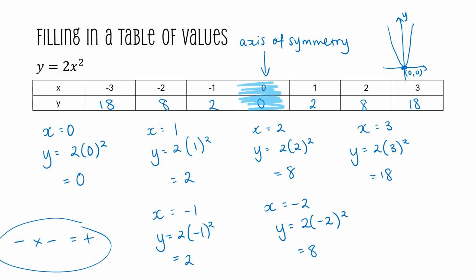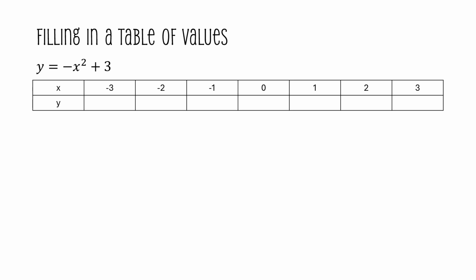Now, let's move on to this one here. Some things to note here, which you might have already picked up on, is this negative means that it's reflected. Okay? So instead of being a U shape, it's going to be upside down. It's going to go the other way. Then I've got that plus 3 here, okay, which means that we've moved up 3 from that 0, 0, okay? But you'll be able to see this once you start plotting these points later on.